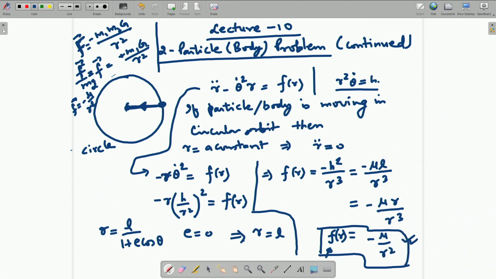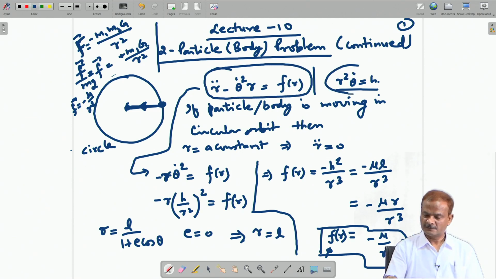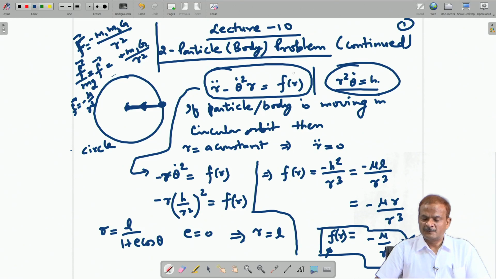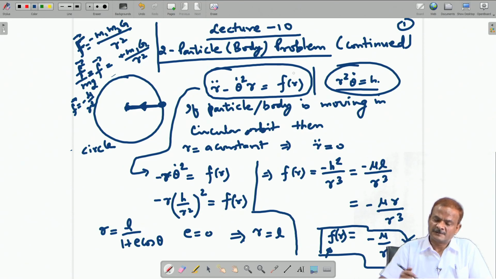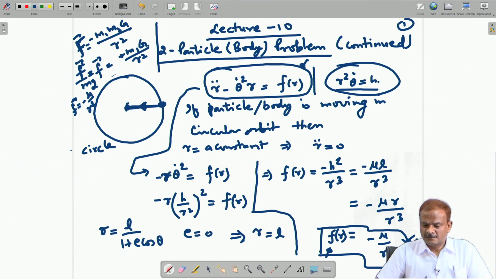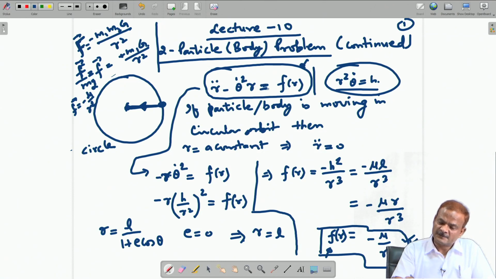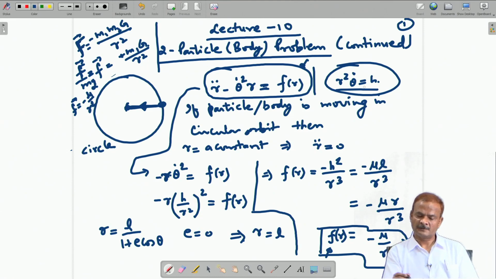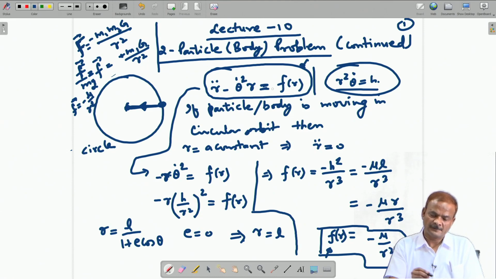Using this rule we can work out any problem. This equation constitutes the basics of central force motion. It has nothing to do with gravitational force or any other thing. This is just central force motion, and depending on what kind of function f r is, your orbit will be determined. Your orbit will depend on that.